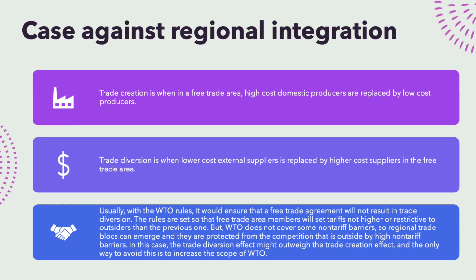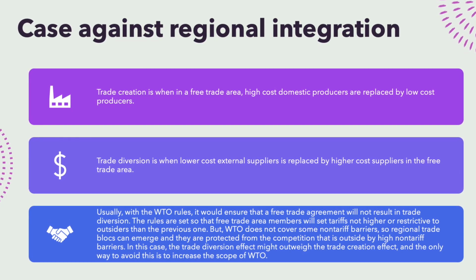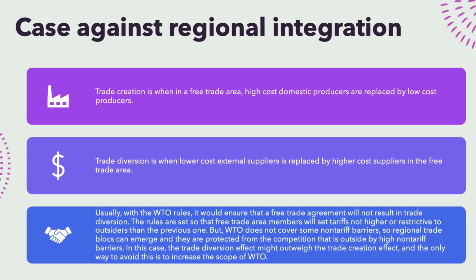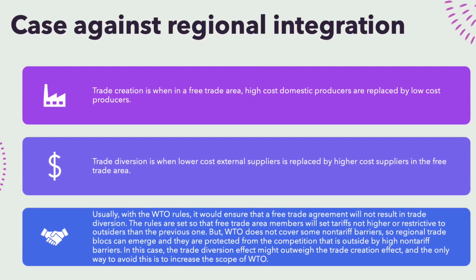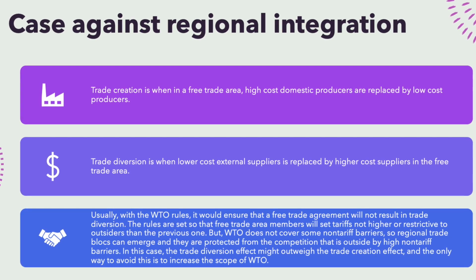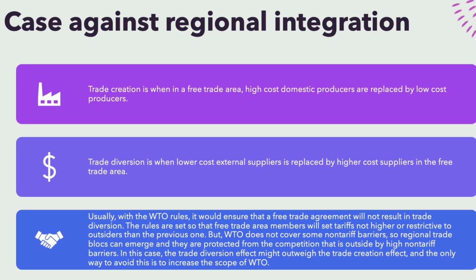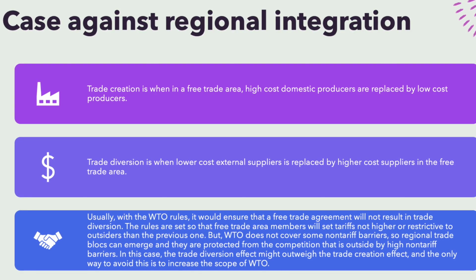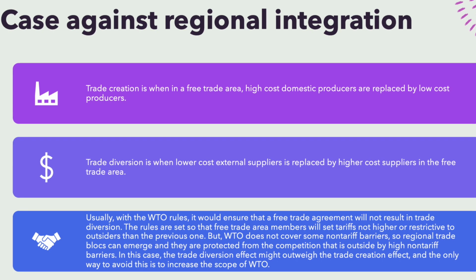The rules are set so that free trade area members will set tariffs not higher or more restrictive to outsiders than the previous ones. But the WTO does not cover some non-tariff barriers, so regional trade blocs can emerge and they are protected from outside competition by high non-tariff barriers. In this case, the trade diversion effect might outweigh the trade creation effect, and the only way to avoid this is to increase the scope of the WTO.